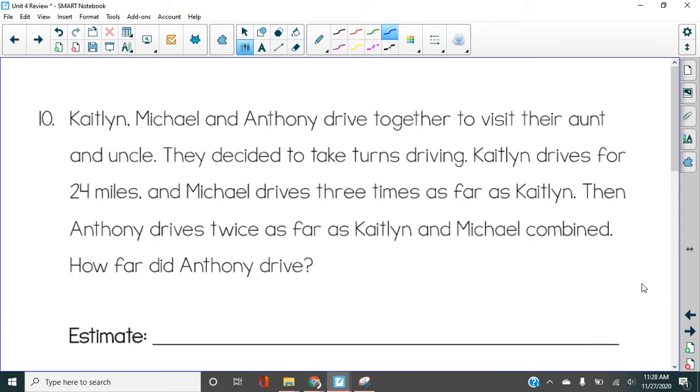All right, let's look at some word problems. We focused on using some of our multiplication skills in word problems. Here we have Caitlin, Michael, and Anthony drive together to visit their aunt and uncle. They decided to take turns driving. Caitlin drives for 24 miles. Michael drives 3 times as far as Caitlin. Then Anthony drives twice as far as Caitlin and Michael combined. How far did Anthony drive?